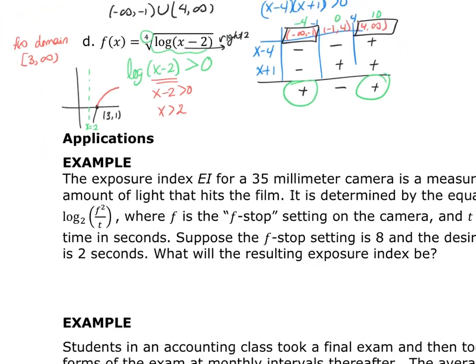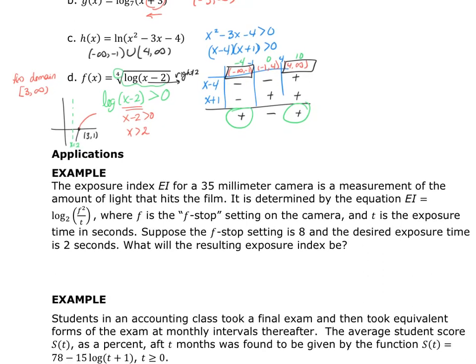All right, almost done. So the reason we learn exponentials and logs is because we actually have applications for them that make sense. If we have an exposure index for a 35 millimeter camera, and I know all of us use our phones now, but there used to be a time in which we had 35 millimeter cameras, and some photographers still use their 35 millimeter cameras. The exposure index, EI, is determined by the log base 2 of f squared divided by t, where f is the f-stop setting on the camera and t is the exposure. Suppose the f-stop setting is 8 and the desired exposure time is 2 seconds, what would it be?